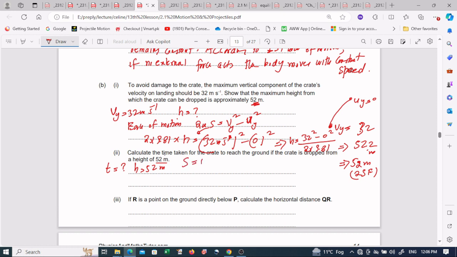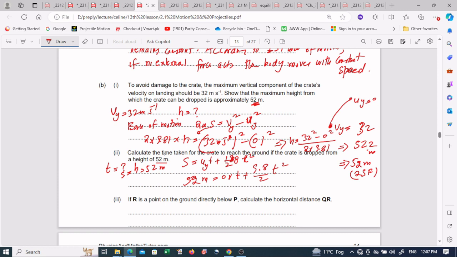Okay, so we have to apply the equation of motion again, that is s equals ut plus half g t squared. Acceleration is g, so that's why we can write g instead of a. Now u_y is again 0, and s is the height, s equals h equals 52 meters. So 52 meters equals 0 into t plus half into 9.8 into t squared. So we have to find t.